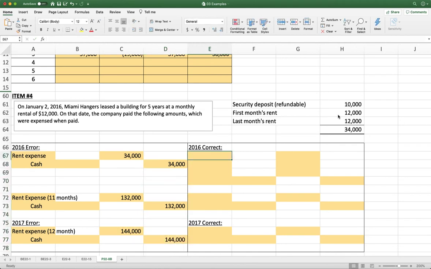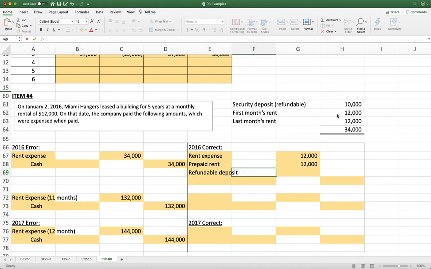Okay, so what's the error? Well, the error is that this first amount of rent expense that they paid on the inception of the lease, not all of that was rent expense. So some of it was just that first month's rent. But then that last month's rent, that's going to be prepaid rent because we don't get to use that until the last month of the lease. So that's going to be an asset until we get to the end of this lease. And then our security deposit, assuming that's refundable, which they told us it was, that should be an asset as well because we're going to get that money back. So we'll just call that a refundable deposit. So that is not going to hit our income statement either.